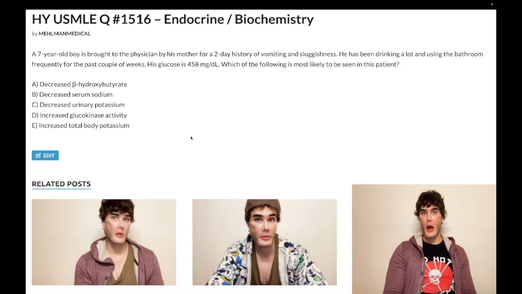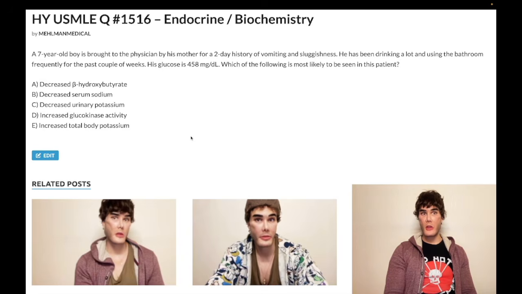7-year-old boy, he's got obvious diabetic ketoacidosis here: polyuria, polydipsia, vomiting, sluggishness, super elevated glucose. What's most likely to be seen in this patient? Choice A, decreased beta-hydroxybutyrate. It's wrong. It's going to be increased. Beta-hydroxybutyrate is a high-yield ketone body. It's the one USMLE focuses on.